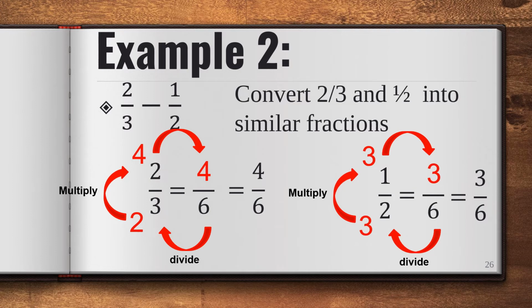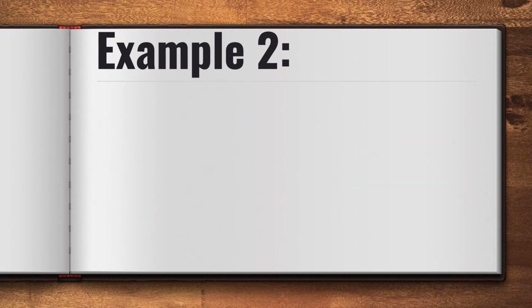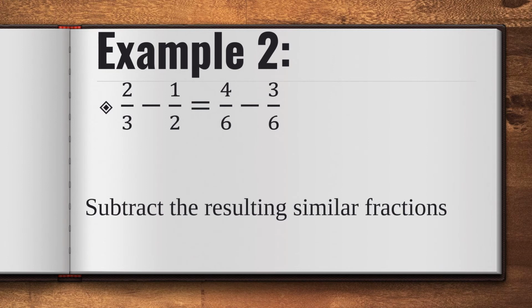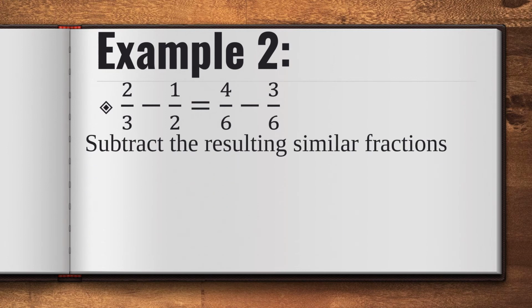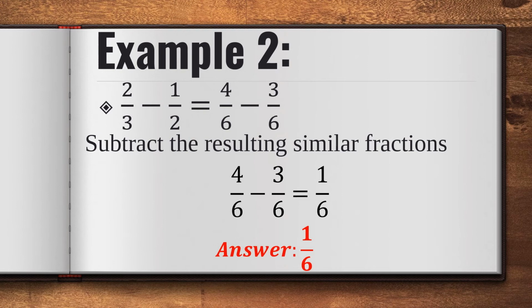After which, we will be adding, or subtracting rather, the numerators of the resulting similar fractions. So we will be having 4 over 6 minus 3 over 6 equals 1 over 6, because 4 minus 3 is 1/6. That is the final answer.